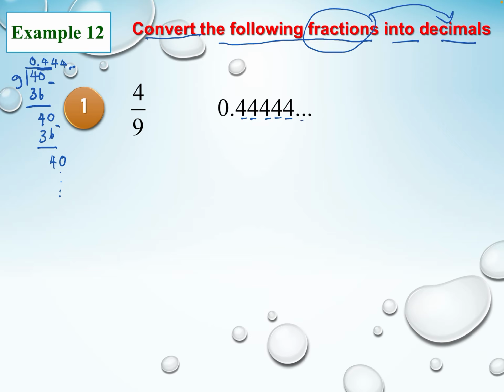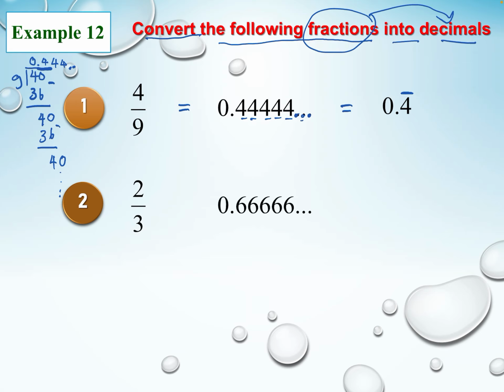0.444444444 and so on, so we use 3 dots after this to represent 4444 repeating number 4. In the other way we can represent it as 0.4 and make a line on top of 4 like this. This means repeat the decimal with number 4.